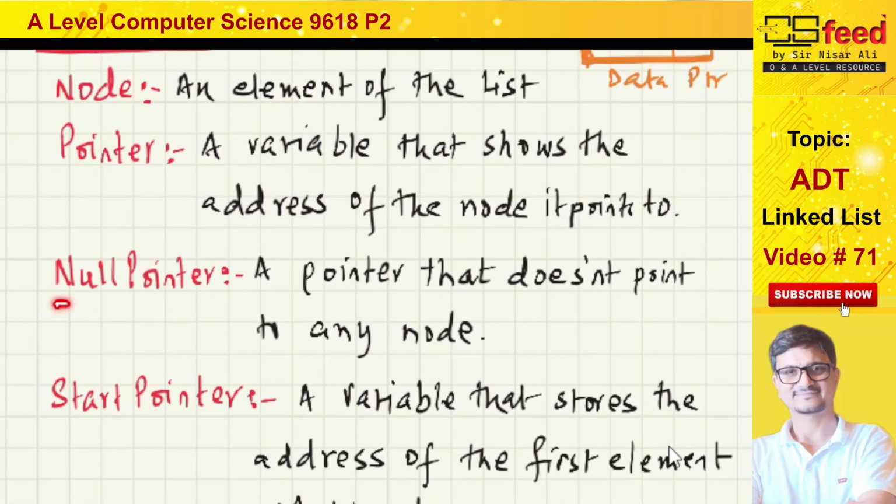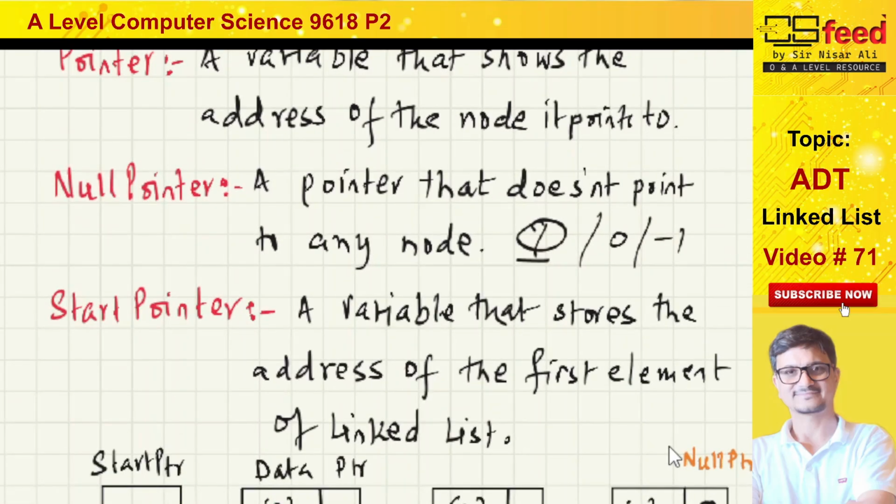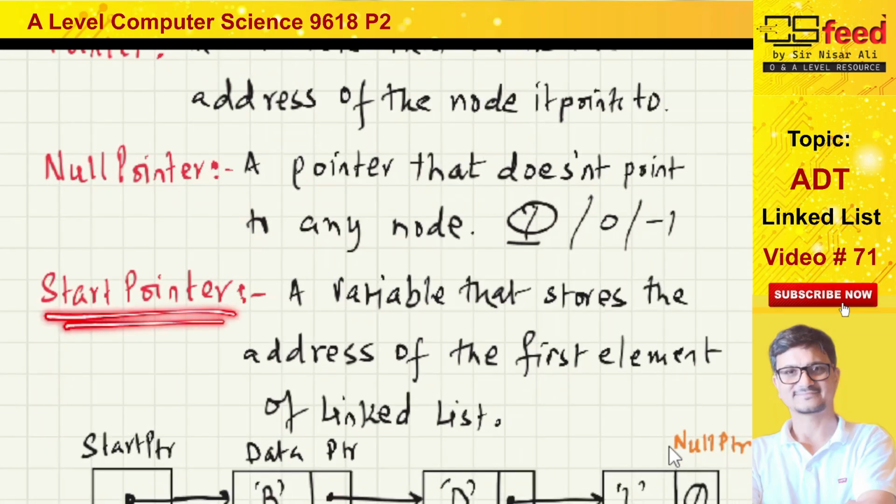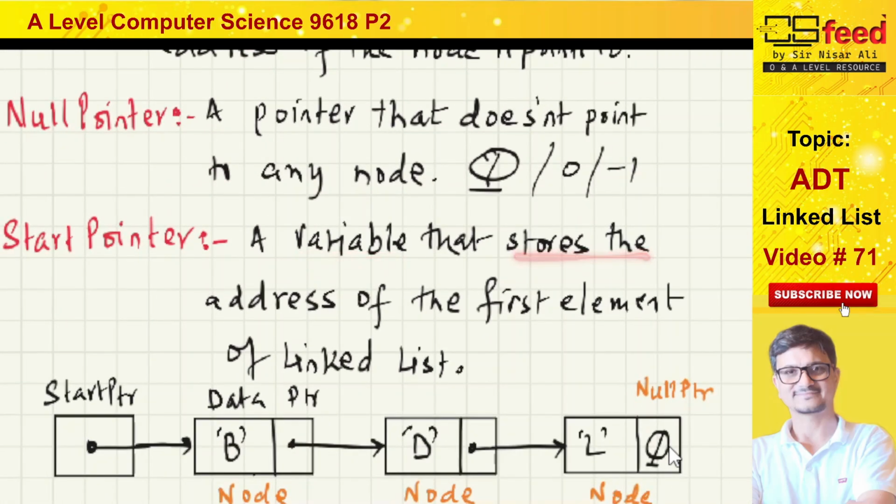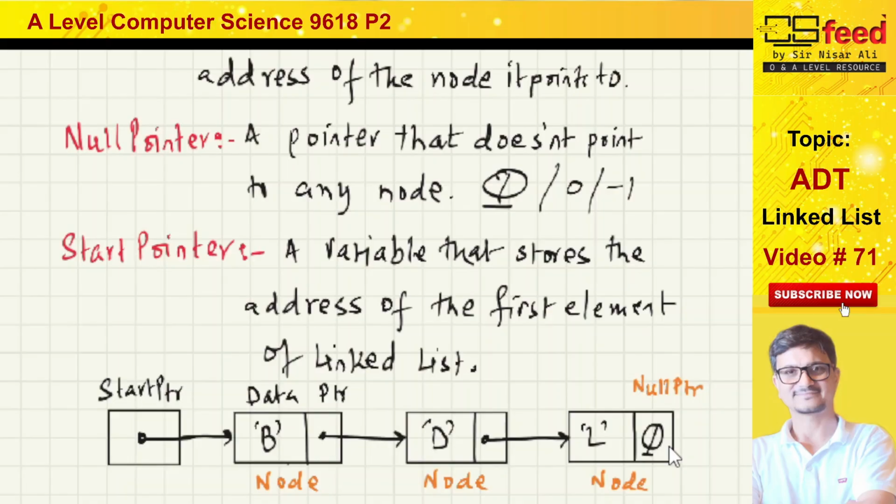Then there are some pointers normally used in the linked list, like the null pointer, which is very important. A null pointer can be designed like this in shapes, it is this, or it can be 0, or it can be -1. So a null pointer can be in any of these shapes. A null pointer is a pointer that does not point to any node, so it is actually the end of the linked list. And the start pointer is a variable that stores the address of the first element of the linked list. So we can say that the start pointer points to the head of the linked list and the null pointer points to the tail of the linked list.